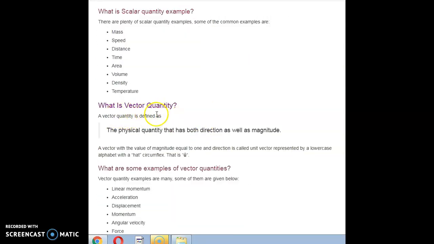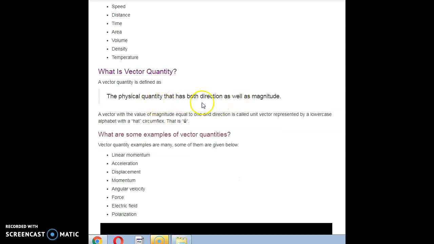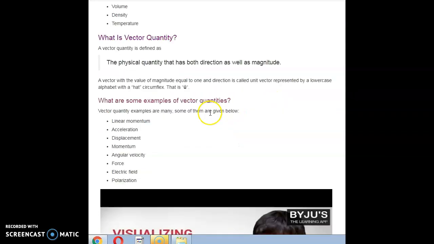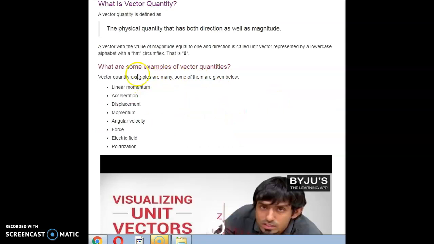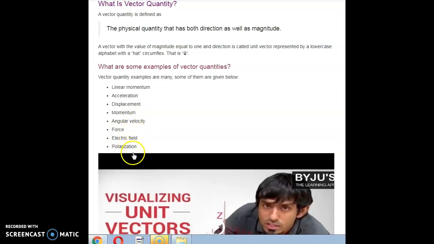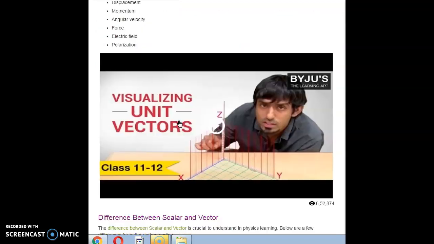And what is the vector quantity? So, may direction and magnitude. So, some example, linear momentum, acceleration, displacement, momentum, angular velocity, force, electric field, and polarization.